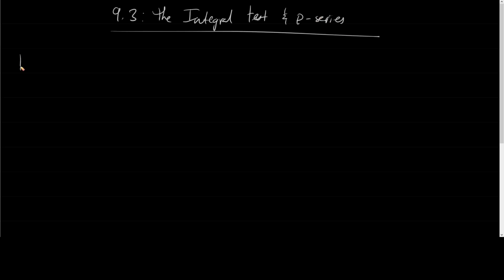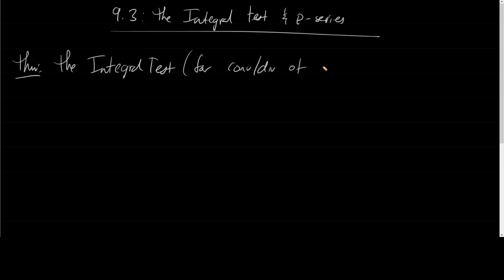This is 9.3, and 9.3 is the integral test and P-series. That's how you spell P-series. There we go. Alright, so now, here's a theorem. And this is for the integral test. And what we're talking about here is the integral test for the convergence or divergence of a series.